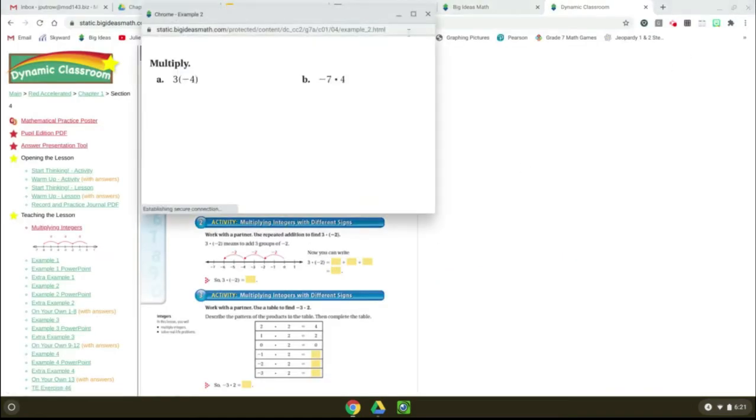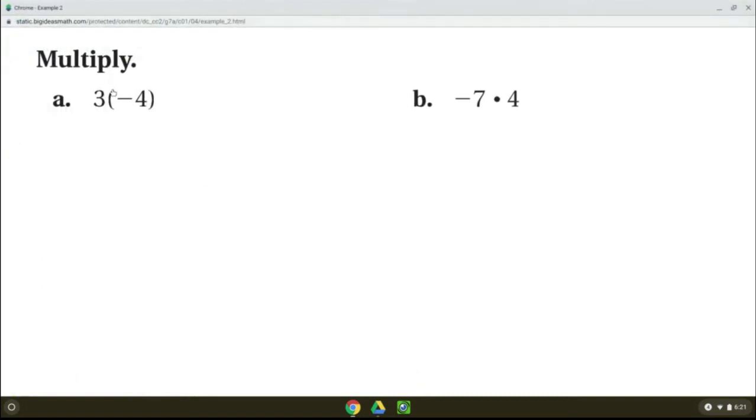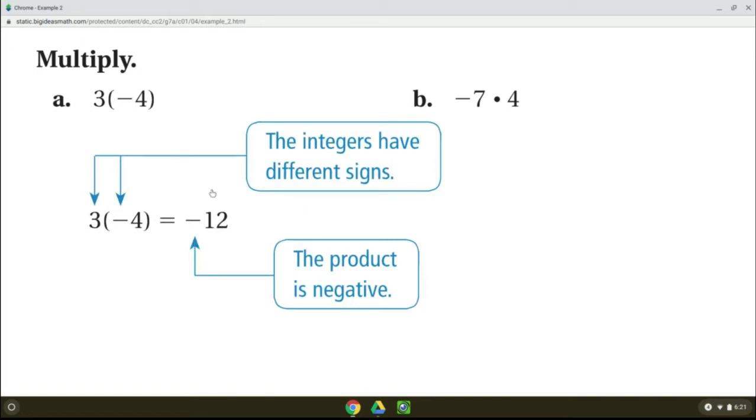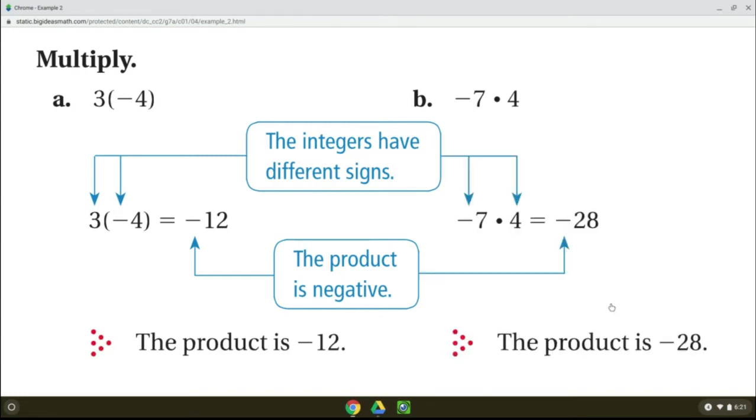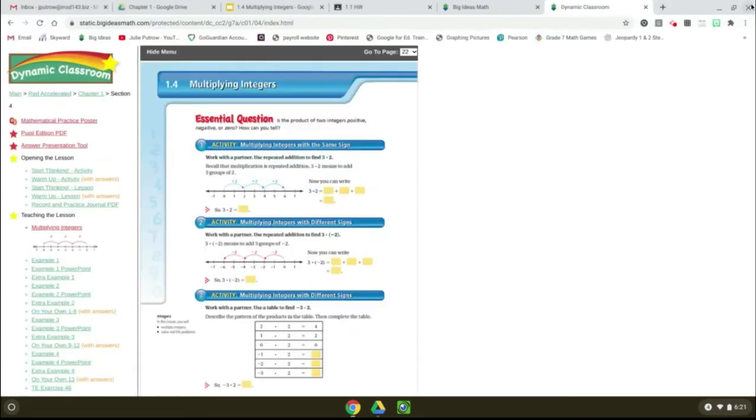In example 2, we have two ways to show multiplication here. When we see a number next to another number in parentheses, that means multiplication. So here again, the multiplication doesn't change, the ones that you learned in 3rd and 4th grade. 3 times 4 is 12, and then a positive times a negative is a negative. So the answer here is negative 12. In this problem here, 7 times 4 is and always will be 28, and then a negative times a positive is a negative. So the answer here is negative 28.